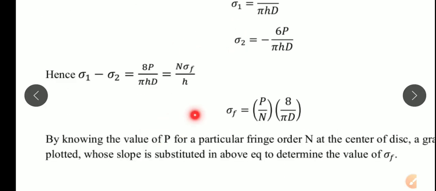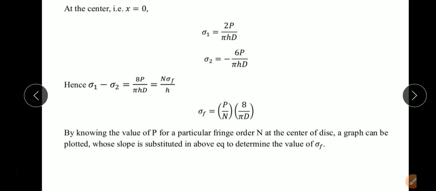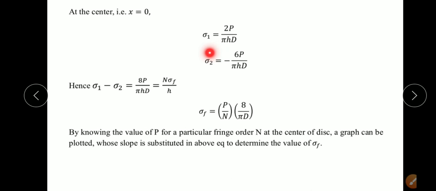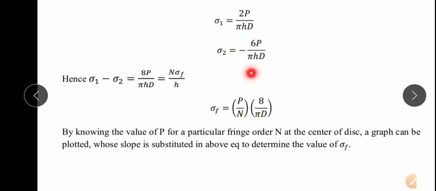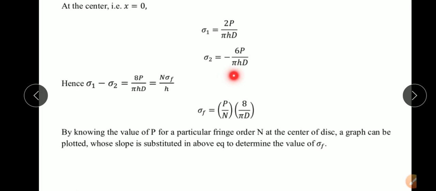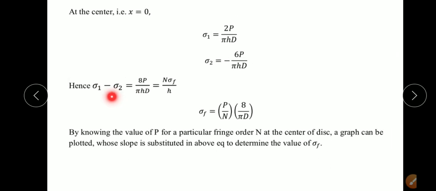Just a minute. This is sigma 1 equal to 2P by pi hd, and sigma 2 equal to minus 6P by pi hd. So like that the equations are going to be considered. Sorry for the inconvenience, some technical problem is here.